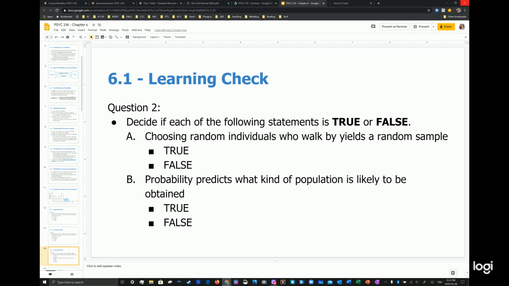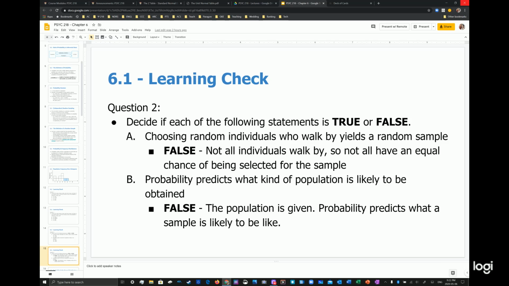Let's try some true-false questions. A. Choosing random individuals who walk by yields a random sample. And B. Probability predicts what kind of population is likely to be obtained. You can pause and figure out the answer on your own for a moment.